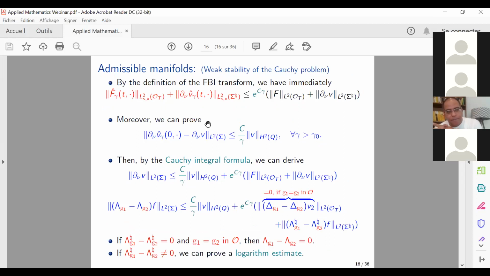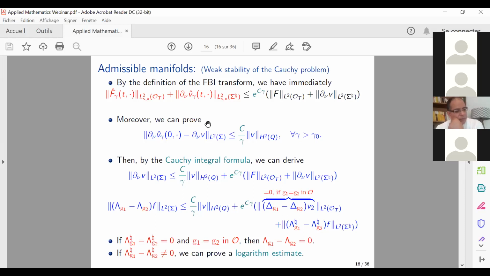You have examples of solutions for which the Dirichlet data can be of norm one in H1 of the boundary, and the normal derivative goes to zero in L2. So you cannot observe. It's not possible, and all the energy is trapped on the glancing and the elliptic parts of the boundary.